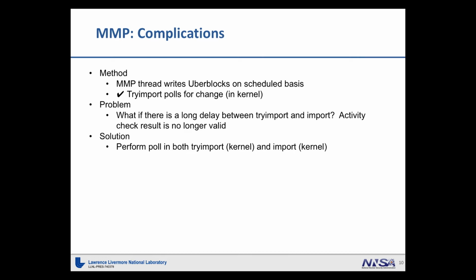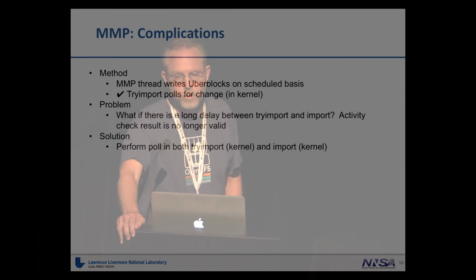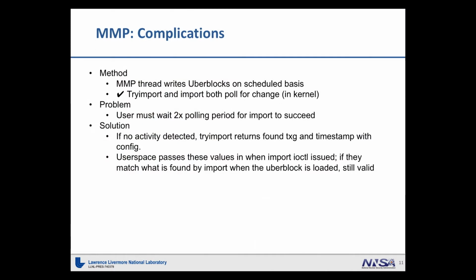There's the problem of perhaps a delay between the try-import ioctl being issued and the import ioctl. The try-import may have concluded that it's safe to import the pool, but now the node is busy or something happens, and by the time it actually issues the import ioctl, the pool's been imported on another host and it's not safe anymore. So now we do the poll within both the try-import and the import, which was fine because they go through the same code path. But now we have to wait twice as long.